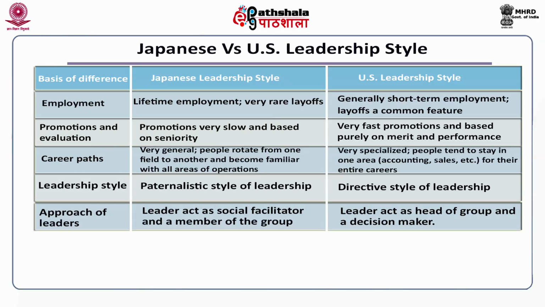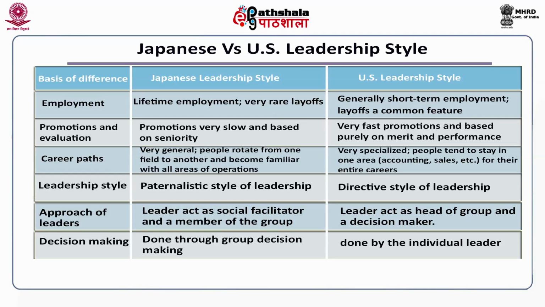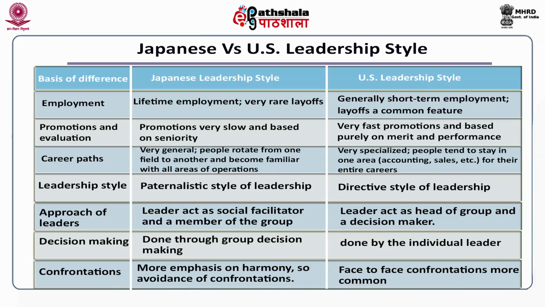Approach of leaders. Japanese leaders act as social facilitators and as a member of the group, whereas in the US the leader acts as the head of a group and a decision maker. Decision making. In the Japanese leadership style, decision making is through group decision making, whereas in the US it is done by the individual leaders. Confrontation. In Japan, more emphasis is on harmony and so there is avoidance of confrontation, whereas in the US face-to-face confrontations are quite common.